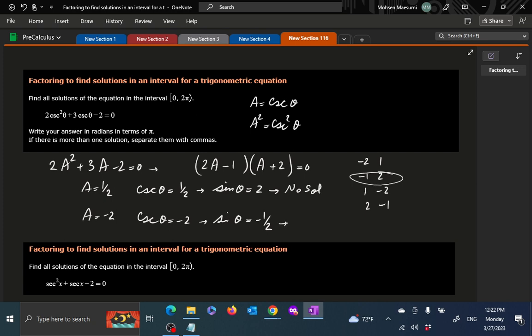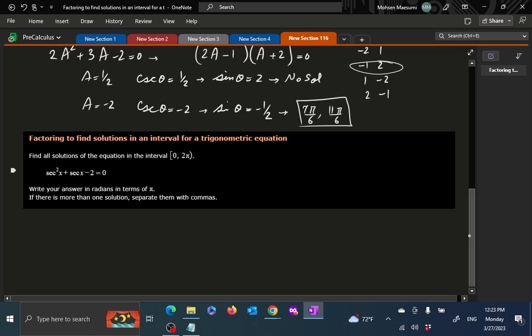And this one has solutions, as I've seen multiple times. This is going to be 7 pi over 6 and 11 pi over 6. These are the two possibilities for this problem.